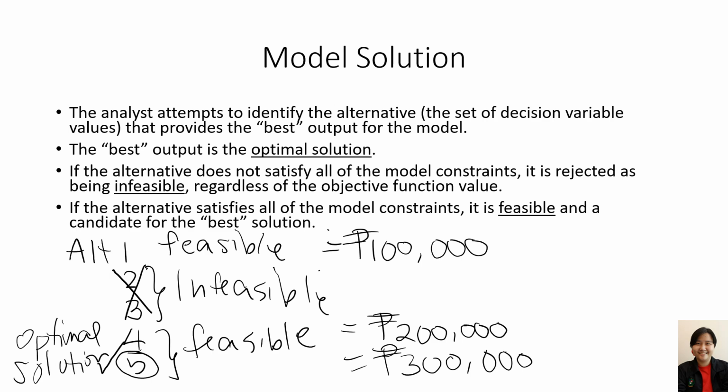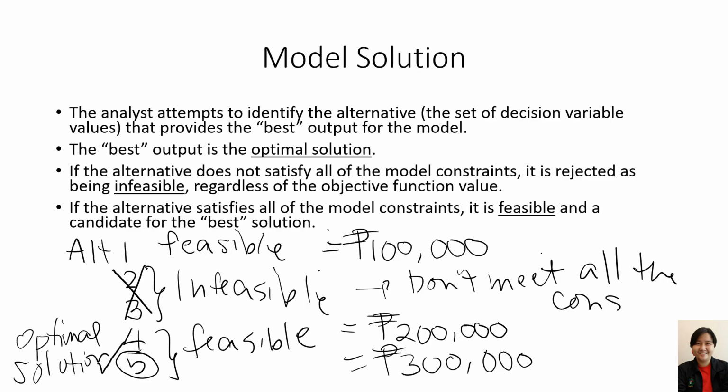So to recap, for the 5 alternatives, alternatives 2 and 3 are considered as infeasible because they don't meet all the constraints. Alternatives 1, 4, and 5 are considered as feasible because they meet all the constraints. However, from alternatives 1, 4, and 5, we are going to pick alternative 5 because it allows the company to achieve the maximum profit. And alternative 5 is the optimal solution.